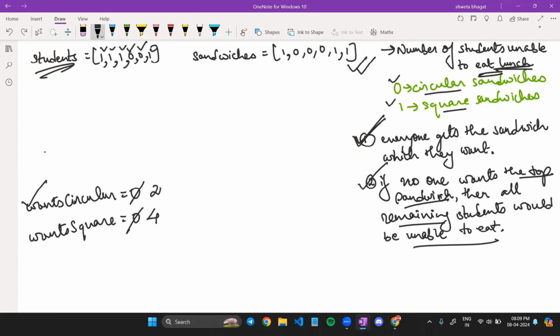Now, once we have calculated how many students want a circular sandwich and how many want a square sandwich, we will iterate over this sandwiches array. So we have 1, 0, 0, 0, 1, 1, correct? So we are present over here.